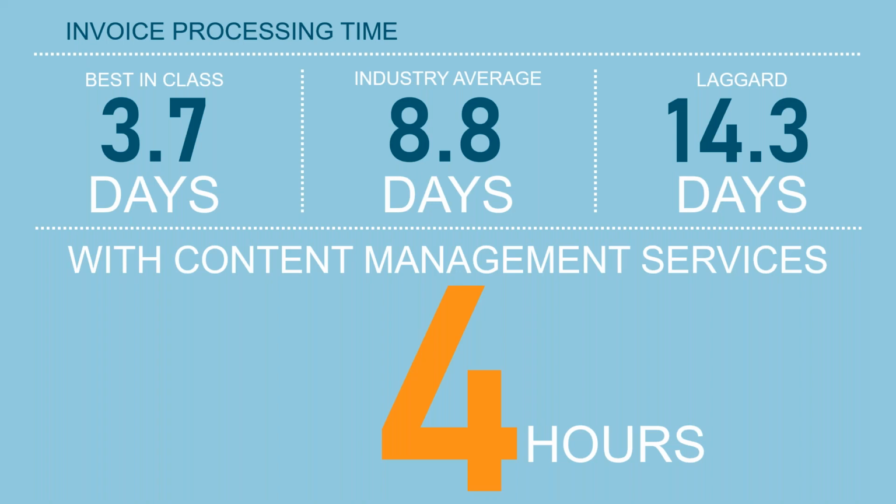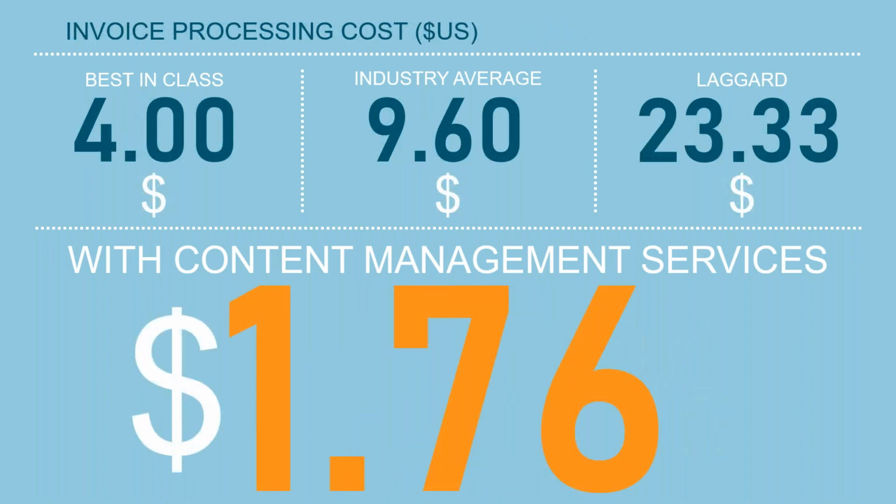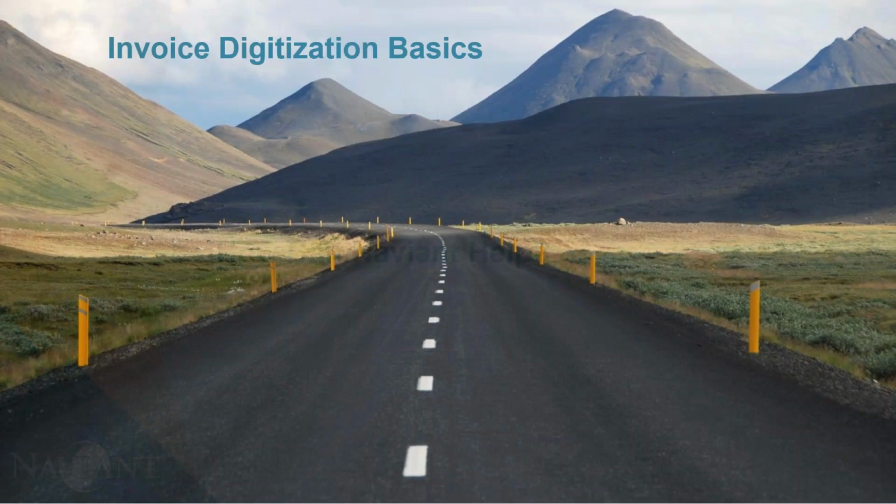The industry average for invoice processing time is almost 9 days. It's a range of 14 to 4 days. But with a sophisticated, integrated, and properly designed AP automation solution that uses content management services, the average processing time reduces to 4 hours. And early payment discount capture rates increase from an average of 43% and even a low of 9% to up to 75% with content management. And invoice processing costs decrease from an average of $10 and a high of $23 to pay one invoice to a cost under $2. So how can Naviant help is the big question.